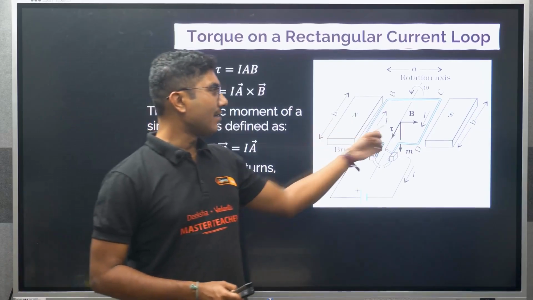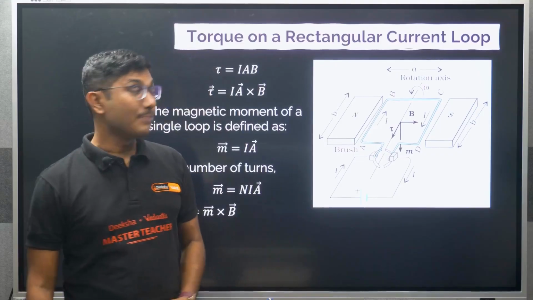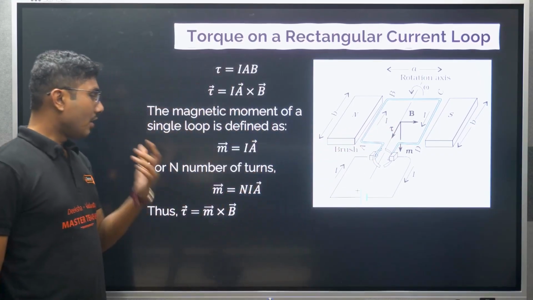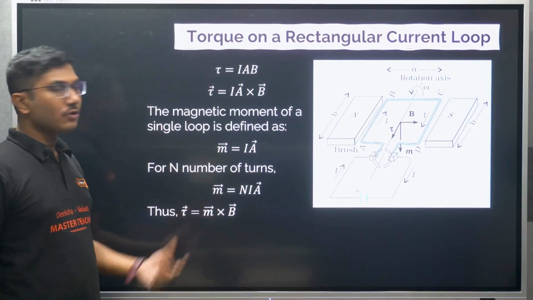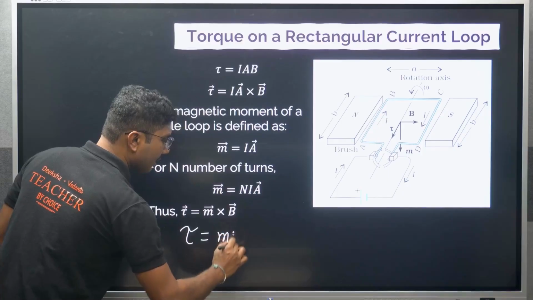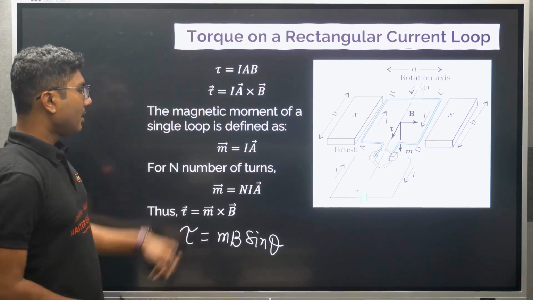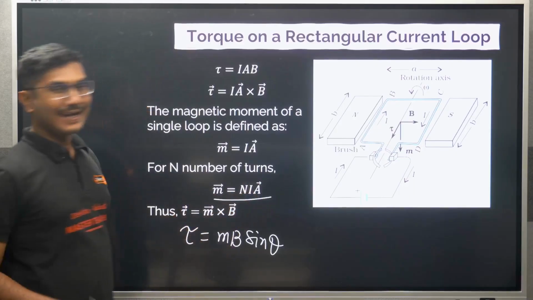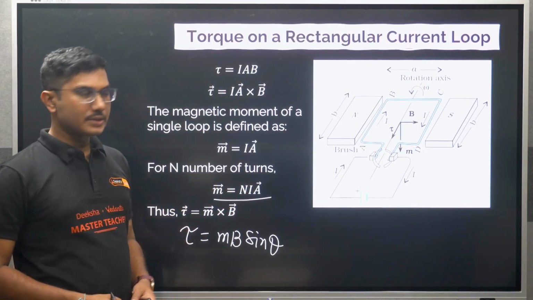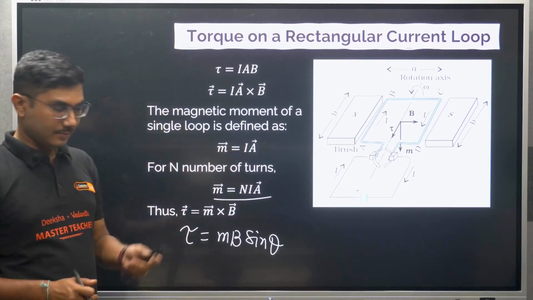So here we have a current carrying loop which is equivalent to a magnetic dipole. This magnetic dipole will experience a torque, and the value for this torque is m cross B. Scalar-wise it will be mB sin theta. And m is given by NIA, because N number of turns are there. If only a single loop is there, it will be only IA.